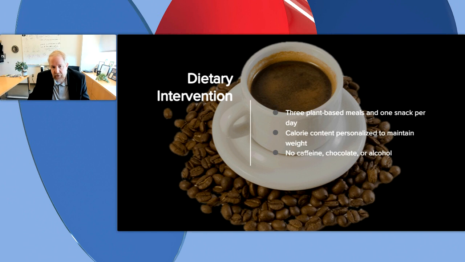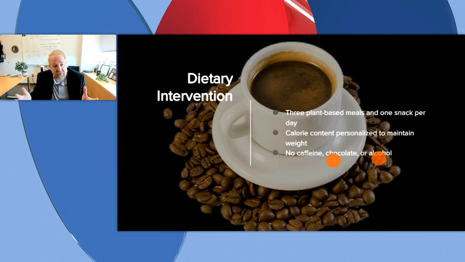So here is the dietary intervention. It's 3 plant-based meals and 1 snack per day. Everybody's eating the same food, but the calorie content is personalized to maintain weight. So slight differences in the amount of calories to maintain their incoming weight. And unfortunately, everybody had to suffer through not having any coffee or caffeine, no chocolate, and no alcohol.